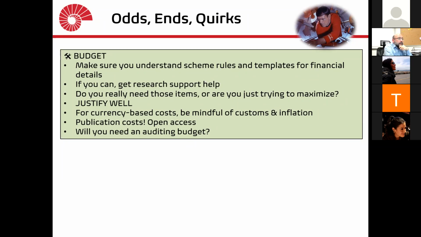Keep in mind, make sure you have some budget items, if you can, of course, according to the sponsor's rules. Publication costs, especially open access, is a very expensive item nowadays, and it is getting more and more expensive. Now, if the scheme requires you to have your publications related to the project open access, then you have to have a budget to pay for these costs.